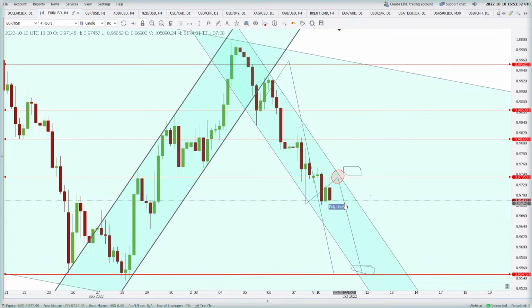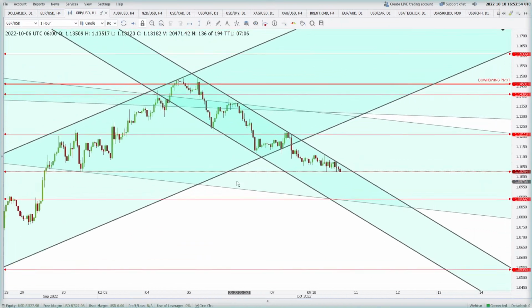All right, so this is the euro. We are still bearish on the euro. Anything going close to 0.9735 will give me an interest to open a sell position with a small stop loss above this 0.9735 and a take profit target of 0.9547 here.